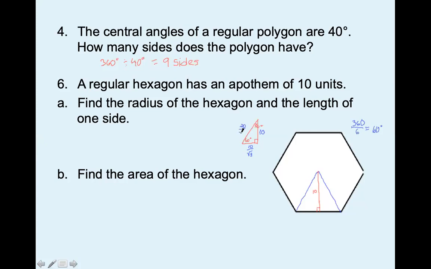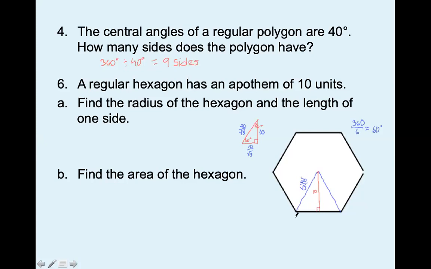So that would be 20 over the square root of 3. That's going to help us answer some of these questions here in part A. Part A says find the radius of the hexagon. That's this piece right here. So I know my radius is 20 divided by the square root of 3. And again, we can simplify that.